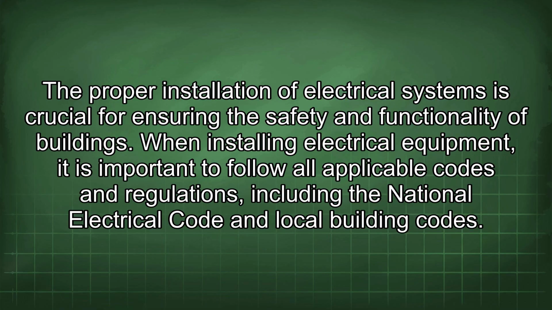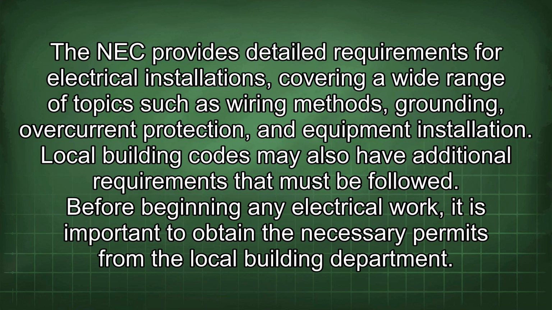When installing electrical equipment, it is important to follow all applicable codes and regulations, including the National Electrical Code and local building codes. The NEC provides detailed requirements for electrical installations, covering a wide range of topics such as wiring methods, grounding, overcurrent protection, and equipment installation. Local building codes may also have additional requirements that must be followed.